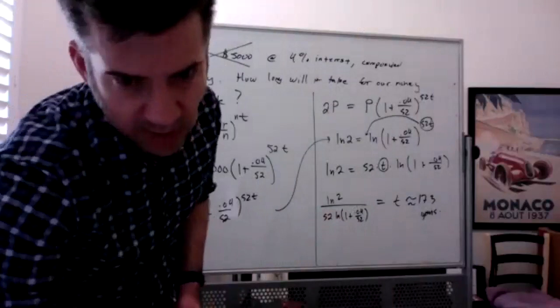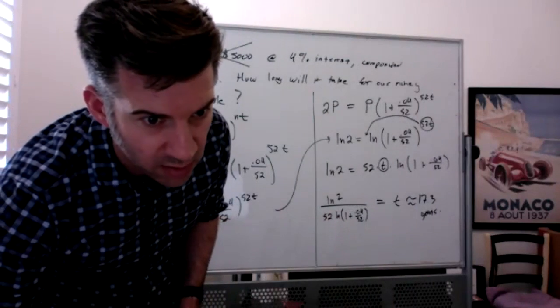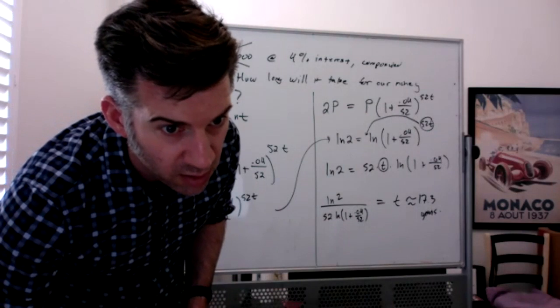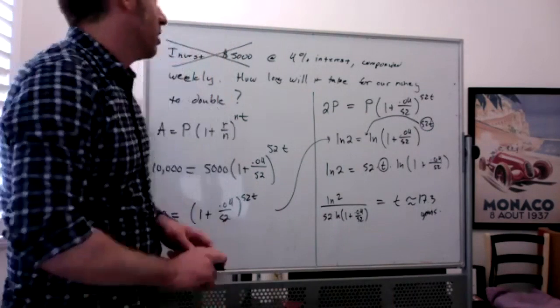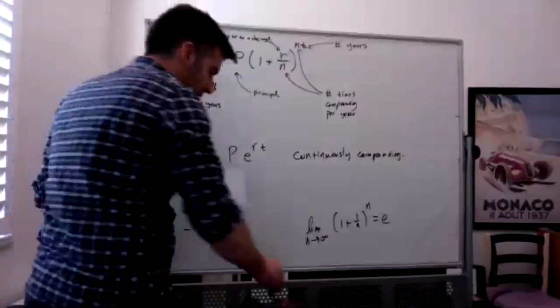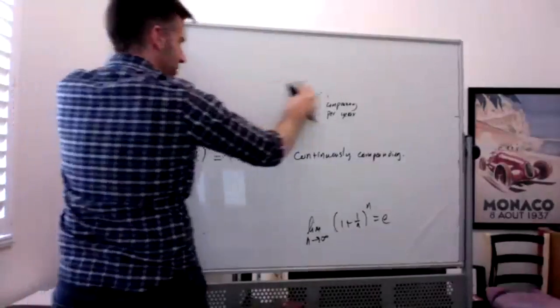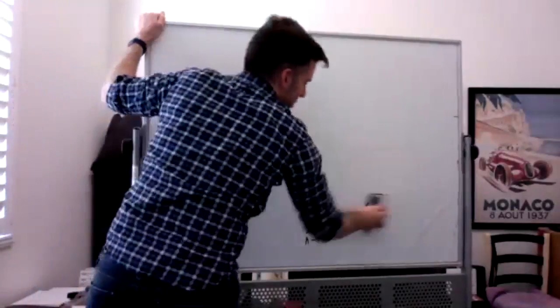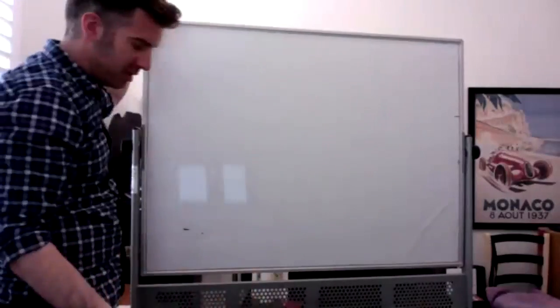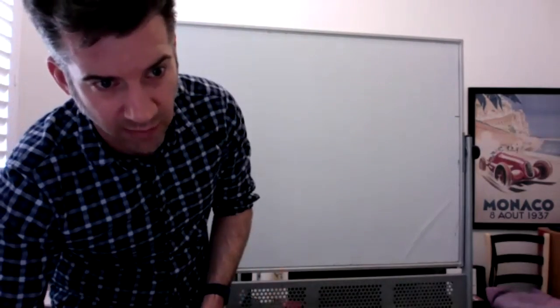Okay, let's look at a slightly different take on things. Most of the time, the questions focus on how much money you have after so many years, or how many years until you have so much money. But you can also ask questions about what the interest rate needed to be, or the number of times you compounded per year was. So let's look at a question of that variety.